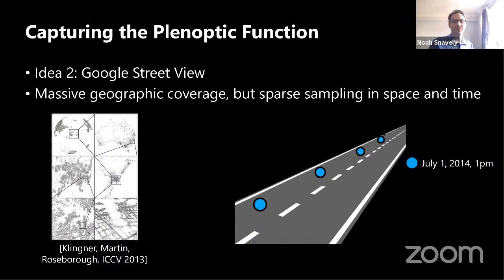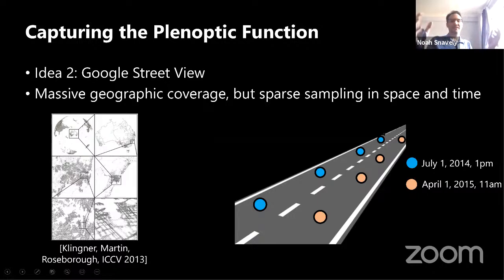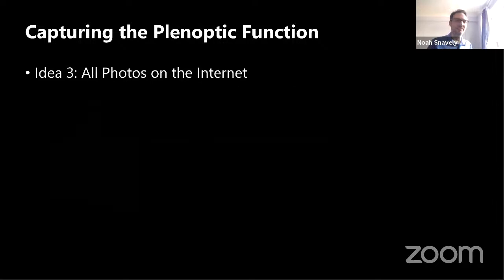If you imagine how Street View captures the world, they capture maybe a panorama every 5 meters as the car drives, and then maybe they drive over the same spot 6 months or years later, or maybe on the other side of the road, so they don't capture exactly the same places. So it's this kind of sparse, weird sampling of the Plenoptic function. Okay, so that's one idea, putting cameras on cars and driving them all around.